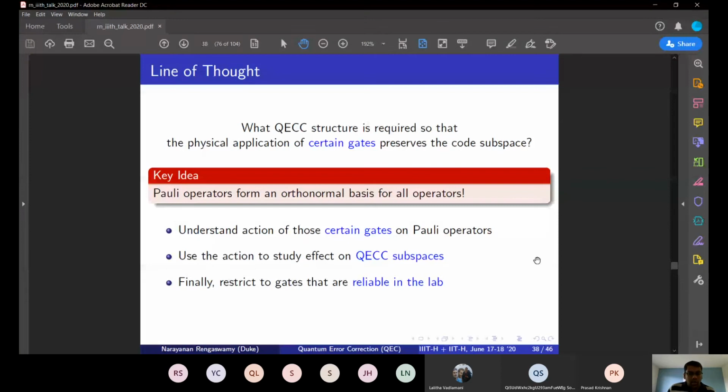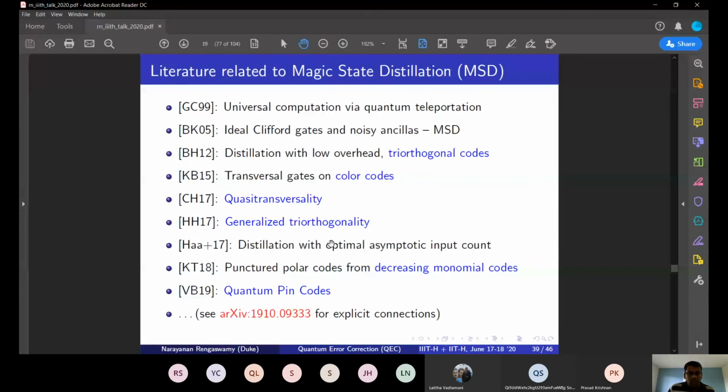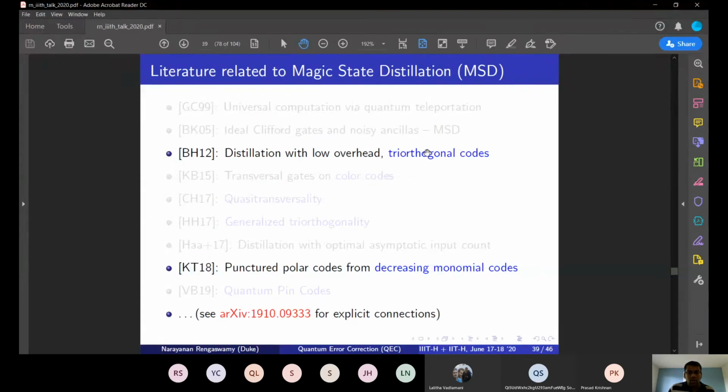I'm just giving it as pointers, but I want to highlight these two papers. This paper by Bravyi and Haah, where they talk about distillation, introduces this notion of tri-orthogonal codes, which is actually a classical code family. You can look at this paper to see how you can construct them. Good constructions of these types of codes are highly sought after. One recent construction is by Tillich and Anirudh Krishna, who used punctured polar codes to construct tri-orthogonal codes. These punctured polar codes come from Tillich's formalism called decreasing monomial codes, which is a classical coding family. It's a smooth extension of Reed-Muller codes. So I encourage you to look at these things. And in our paper, we also make connections to these other works.